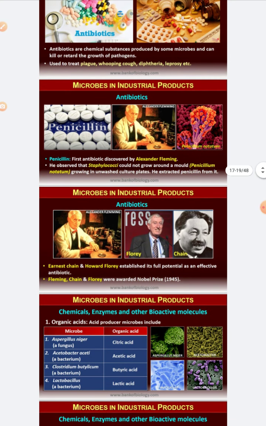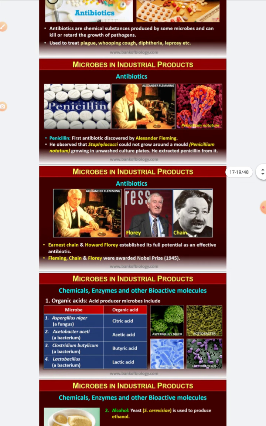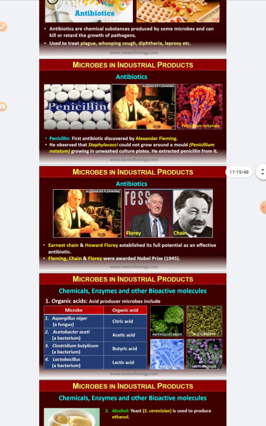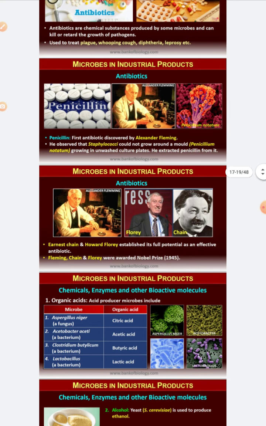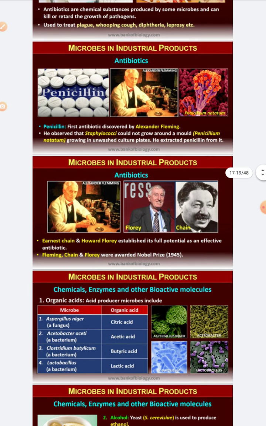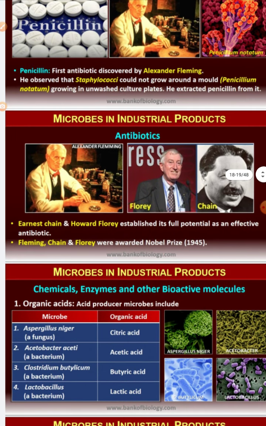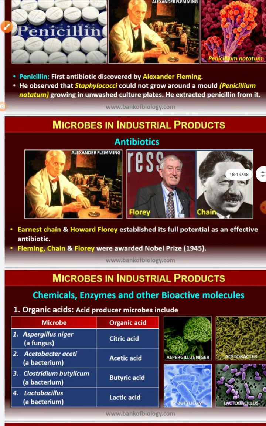mold. Now next one is microbes in industrial products. Ernest Chain and Howard Florey established its full potential as an effective antibiotic. Fleming, Chain and Florey were awarded the Nobel Prize in 1945.